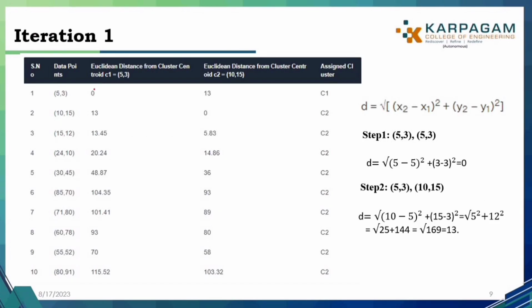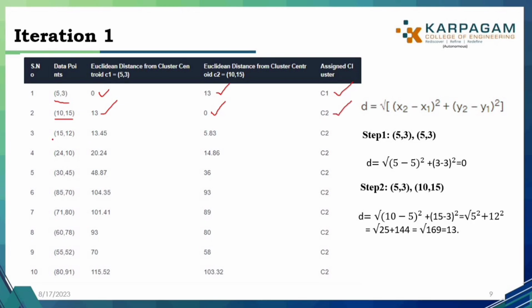In iteration 1, (5, 3) is compared with C1, it is 0. And again (5, 3) is compared with C2, it is 13. So here 0 is the minimum value, so (5, 3) belongs to cluster 1. Next, we move to the second data point, that is (10, 15). Comparing with C1, it is 13, and for C2, it is 0. So the second data point belongs to C2.